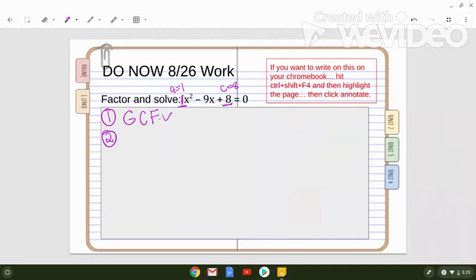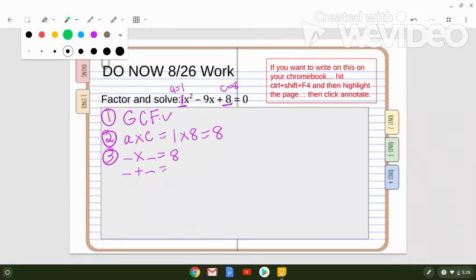Step 2, I take a and I multiply it by c. So my numbers are 1 times 8. What's 1 times 8? 8. Step 3, I'm looking for two numbers. I'm looking for two numbers that multiply together to give me 8. But when I take those same two numbers and add them together, I actually get the b, which is -9.